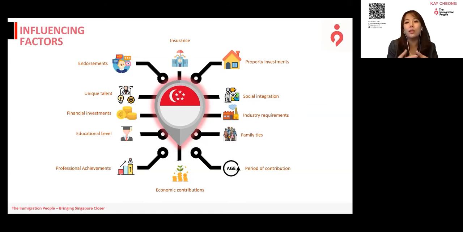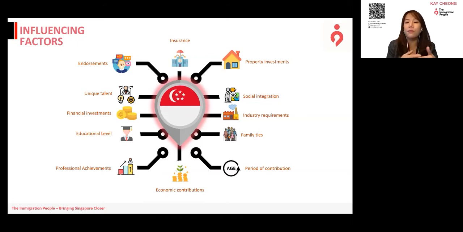Now the next one is social integration. I did mention this just now. How we help our clients is that we point you in the right direction, on which activities will be very useful for your application and how many hours is sufficient. During our one-to-one session, we will look at your profile, understand from you what you have been doing, and then give you suggestions on how you can improve your social integration, probably by doing volunteer work or joining social cause clubs. All this will help you integrate into Singapore.